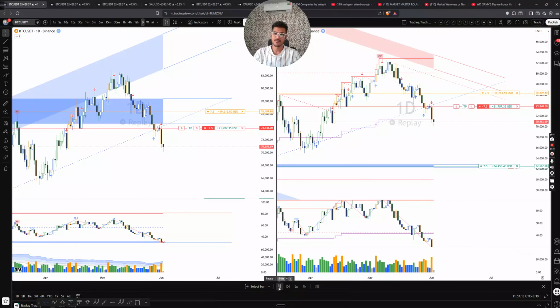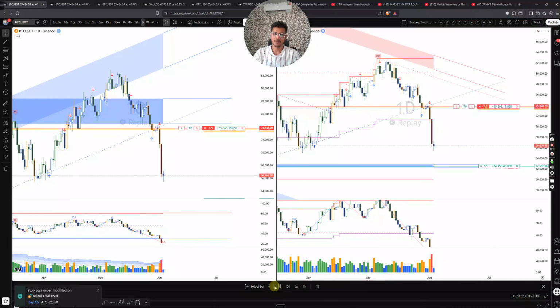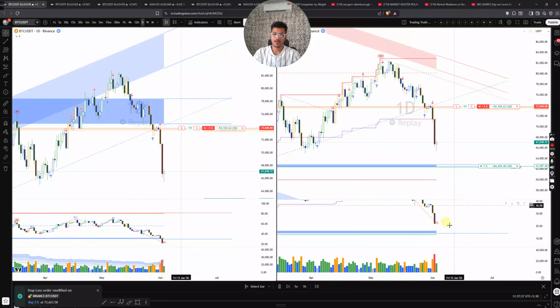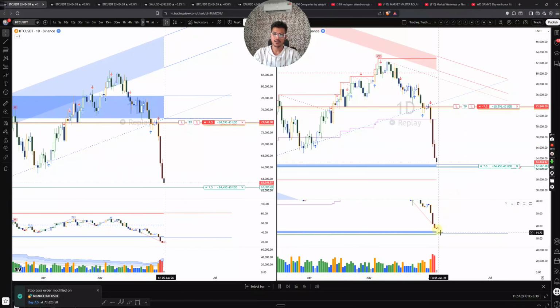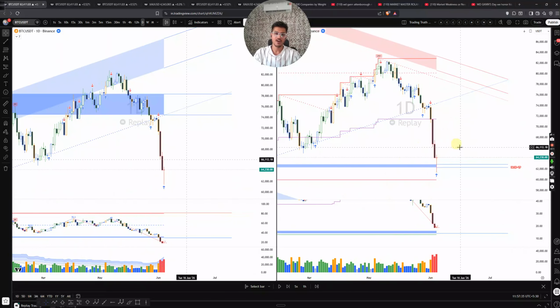Okay, so it comes down, I'll bring my stop loss to break even, like that, because it traveled a lot downside. Okay, so here is the support level. See, my take profit got hit, right? So we made $80,000 on that trade, and before it was $43,000.